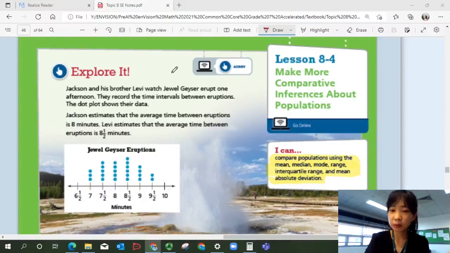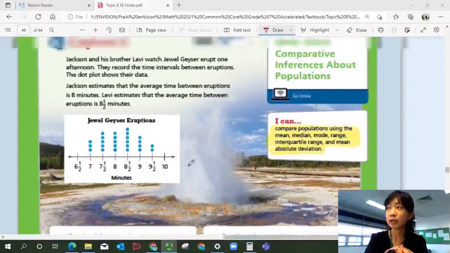All right, let's start with Explore It. Jackson and his brother Levi watch Jewel geyser erupt one afternoon. They record the time intervals between eruptions. The dot plot shows their data. Jackson estimates that the average time between eruptions is 8 minutes. Levi estimates that the average time between eruptions is 8.5 minutes. So let's look at the data here.